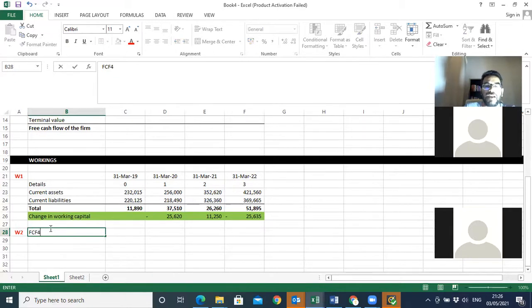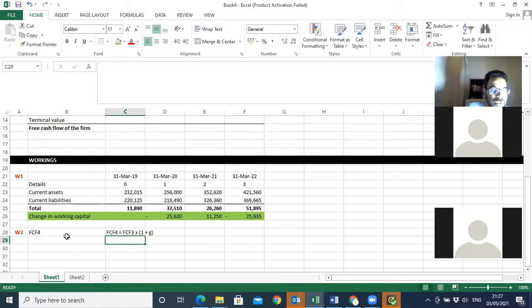So similarly over here, we want the free cash flow of year 4. In order to get the free cash flow of year 4, we simply say free cash flow year 3 multiplied by 1 plus G. So just take note, free cash flow year 4 equals free cash flow year 3 multiplied by 1 plus G. It's similar to the dividend growth model, where D1 equals D0 times 1 plus G. So just be aware of that.